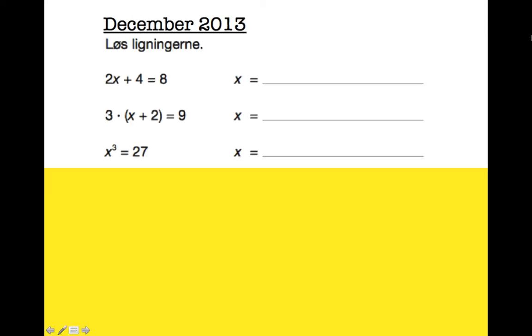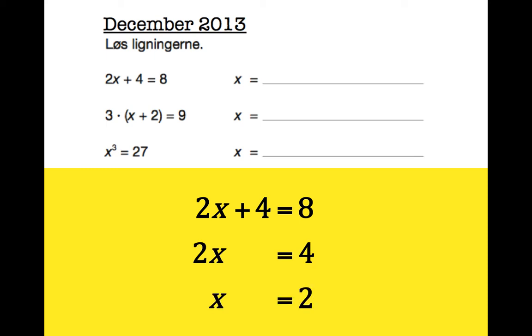Okay, the next block from December 2013. 2x plus 4 is 8. Take away 4 from both sides to get 2x equals 4. Divide by 2 both sides to get x equals 2.